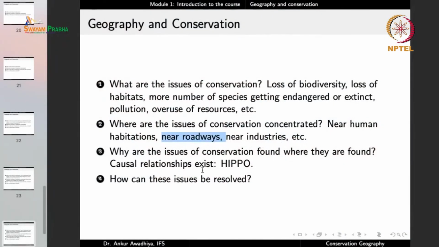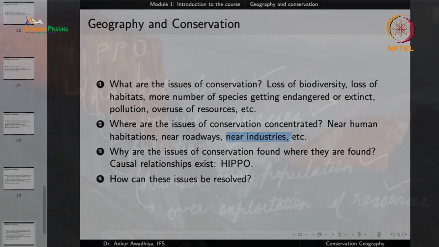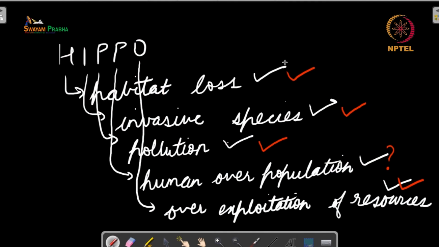If we ask about why the issues of conservation are found near industries, then do industries lead to a loss of habitat? Well, in some cases, yes, but not always. But we can put a tick, because for a large number of industries, you need land, and this land can only come through the loss of certain habitats. Do industries result in more number of invasive species? Not always. Certain industries do increase the invasive species.